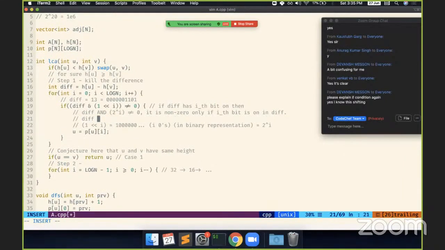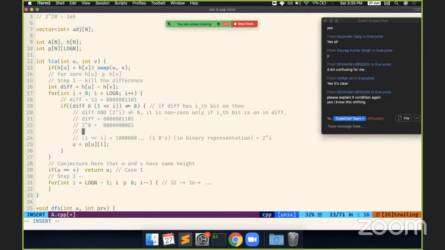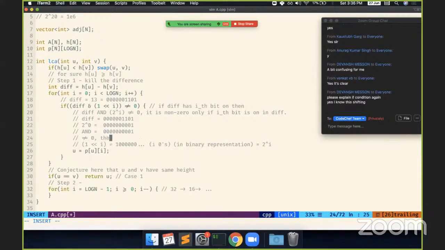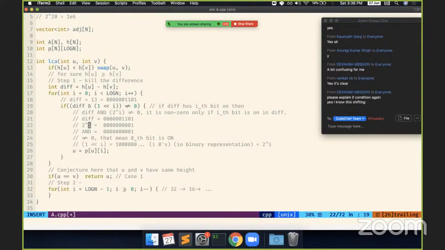Think about it. Diff looks like this, and 2 to the power 0 looks like this. When I AND them together, it looks like this, so it's not 0. That means the 0th bit is on. Had this been 2 to the power 1, then it would look like this, and the AND will look like this.